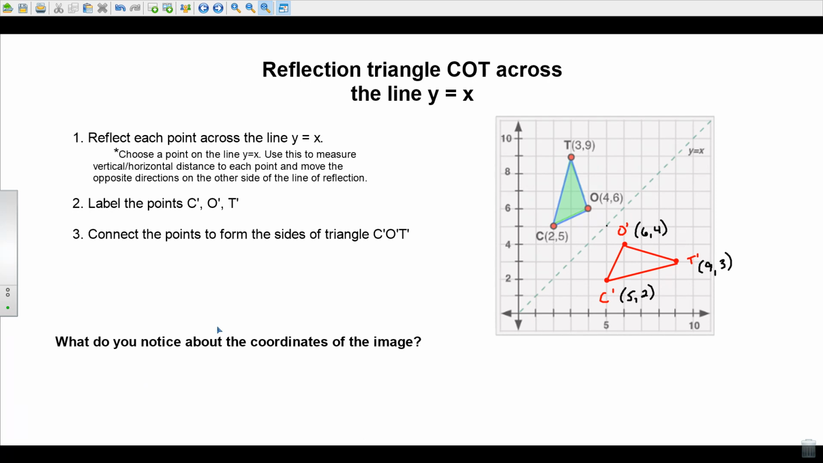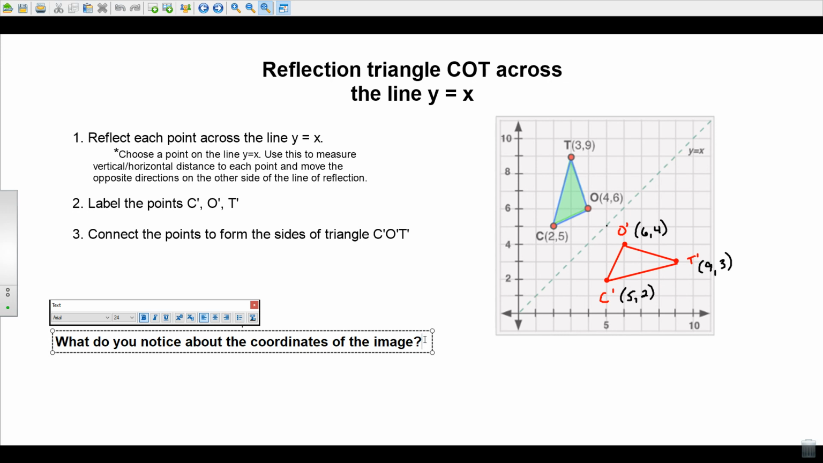So it appears that a reflection across this line y equals x just changes the x and the y coordinates. The x and y coordinates interchanged is a good word for it. X and y coordinates, they change spots, I was going to say, but interchanged is probably a better word. X and y coordinates interchanged after the reflection.